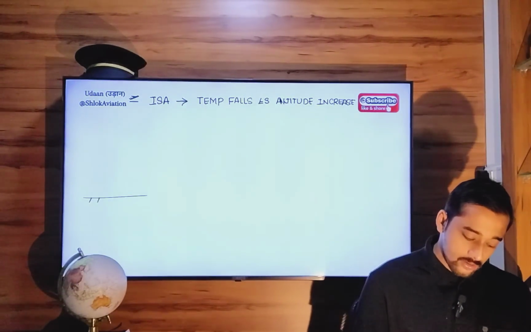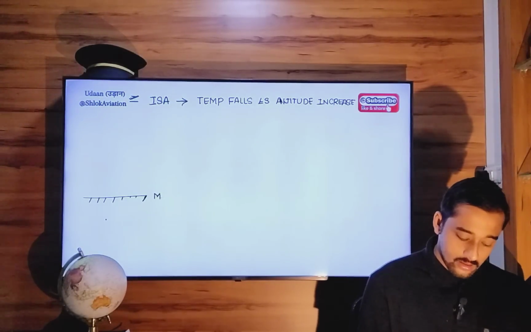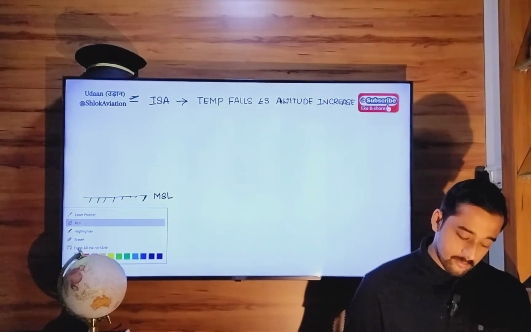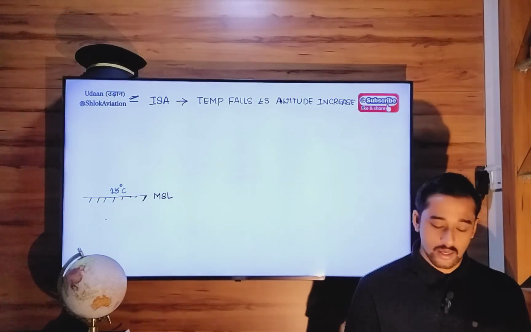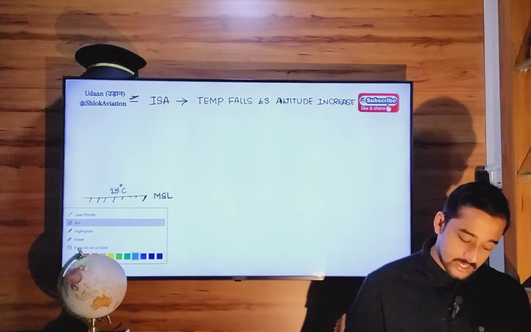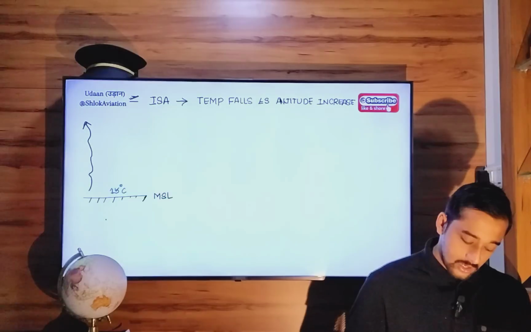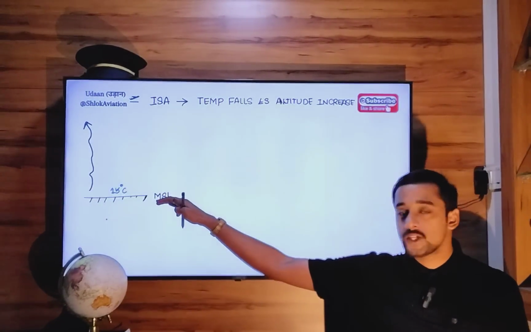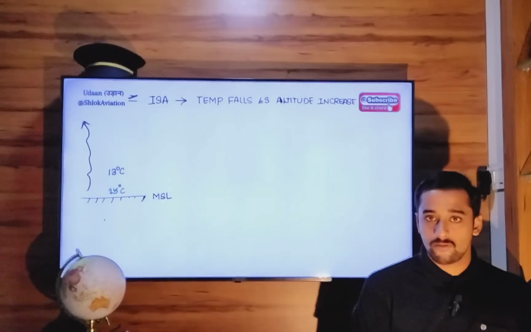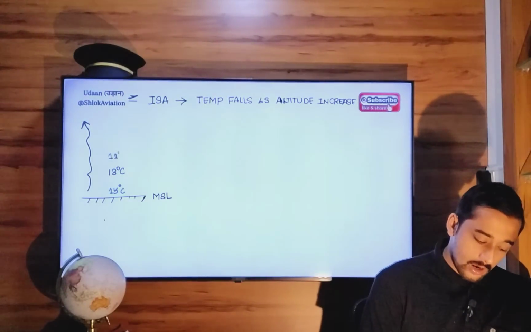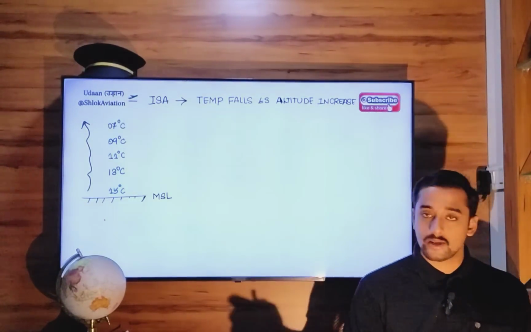Let's say this is your ground surface. Okay, this is your mean sea level. And ISA says at mean sea level the temperature must be 15 degrees Celsius. Now, as you rise higher and higher, this temperature will go on decreasing. Meaning, 15 degrees Celsius at mean sea level will become 13 degrees Celsius approximately at 1000 feet, 11 degrees Celsius at 2000 feet, 9 degrees Celsius at 3000 feet, 7 degrees Celsius at 4000 feet, so on and so forth.